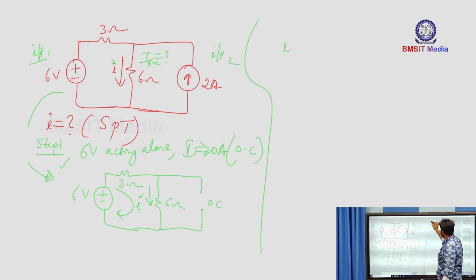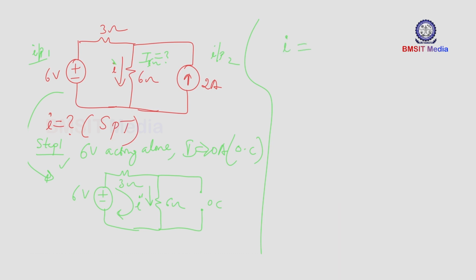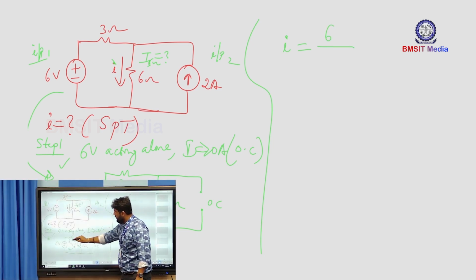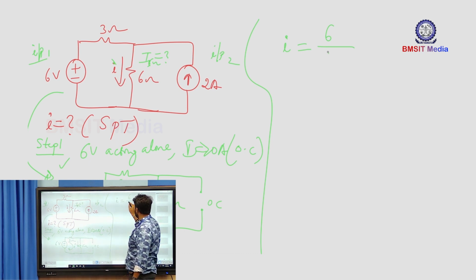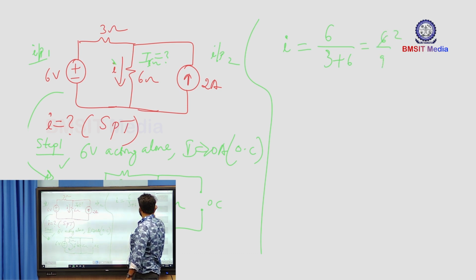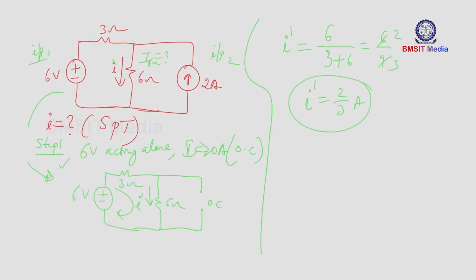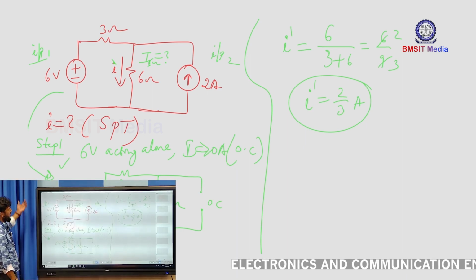So, I can write directly I dash is the battery which you have connected, 6 volt, divided by the resistance along this series path, it is 3 ohm plus 6 ohm, it is 9 ohm. So, you can write it is 6 divided by 9, 3 2s are and 3 3s are. So, the I dash value is 2 by 3 amperes. This is the response when 6 volt acting alone.